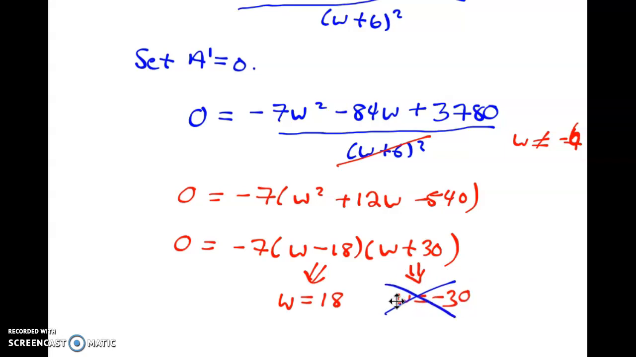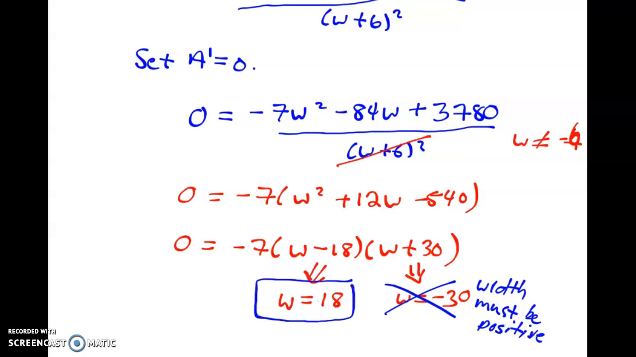Okay. So the negative 30, we are going to disregard because width must be positive. So we only have one solution there, so hopefully it does give us a maximized printed area. We would want to check this to make sure that it is a maximum. So let's do that first.